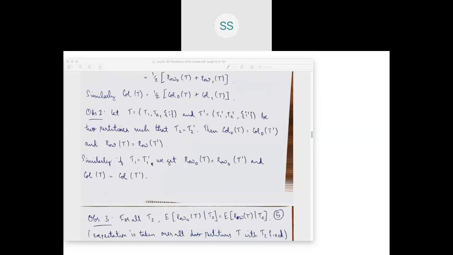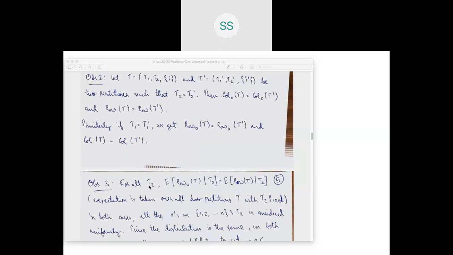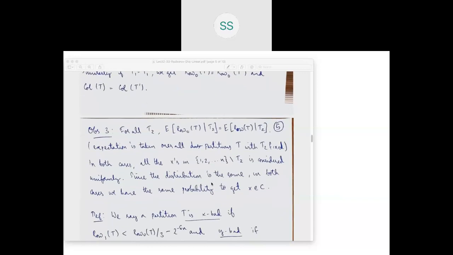And similarly, when t1 is fixed, rho 0 t and rho 0 t prime are the same, and column t and column t prime are the same. The last observation is that once t2 is fixed, the expectation of rho 0 t over all t2 is the same as the expectation of rho t taken over t2. So this means the expectation is taken over all the partitions t which have a fixed t2. Fine.